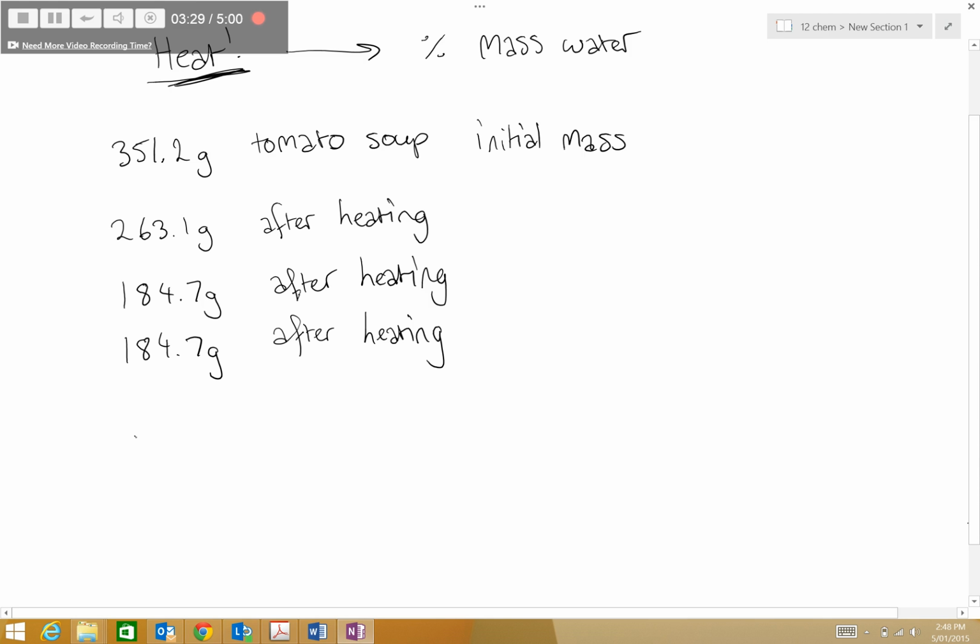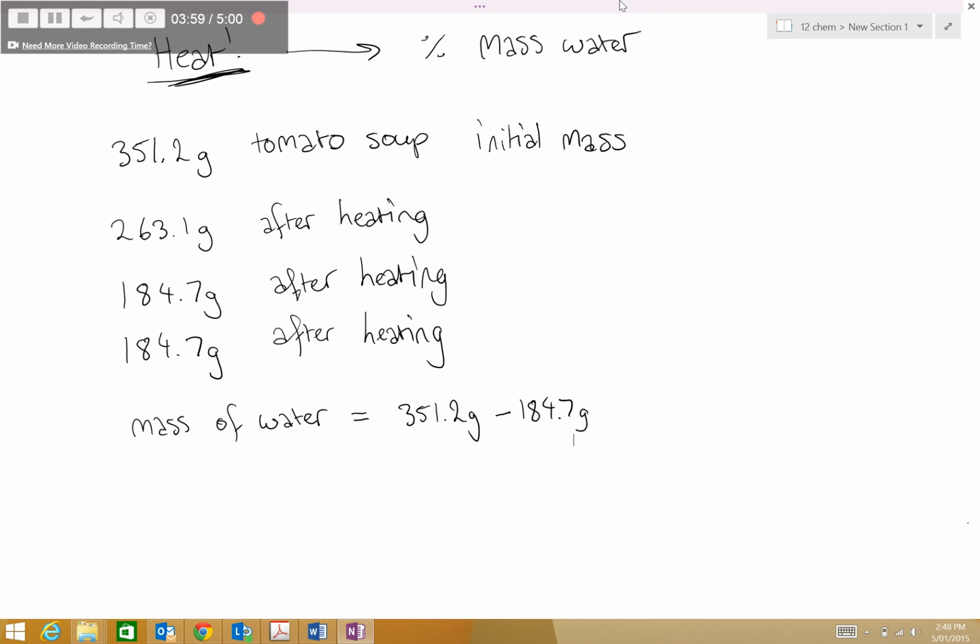So we're going to find the mass of water. Now, the mass of water is just going to be the initial mass of the soup minus the final mass. That's going to tell us the difference in mass. That is the water that has been driven off. So it's going to be 351.2 grams minus 184.7 grams, and I can't be bothered doing it in my head, so you get your calculator out and you would chuck that in, and we know now that the mass of water was 166.5 grams.